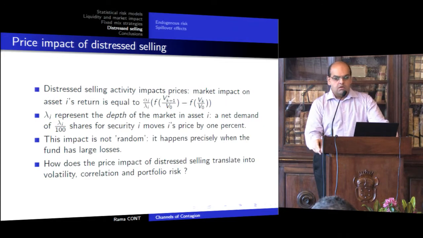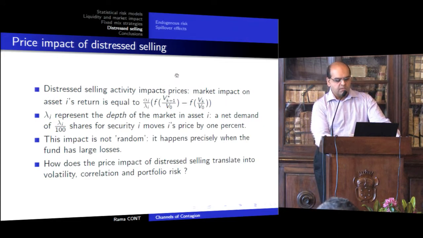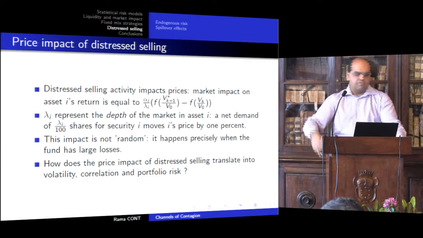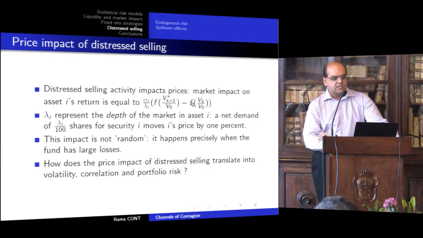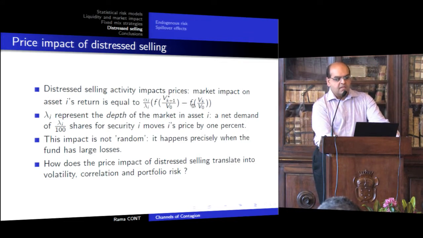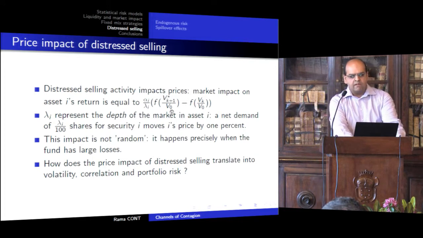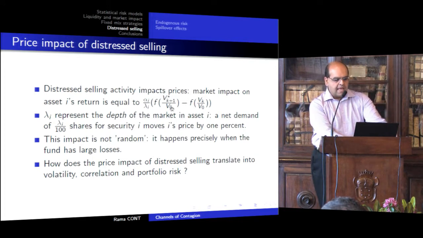Okay. Now, having introduced this function f, what it means is that if the value of the fund goes from v_k to v_{k+1} under the effect of exogenous, fundamental factors, for instance, then the quantity that I will liquidate is f(v_{k+1}) minus f(v_k). Here I normalize it by the initial value, but that's a detail. And now what we need to introduce is the price impact, as in Don't Stock.